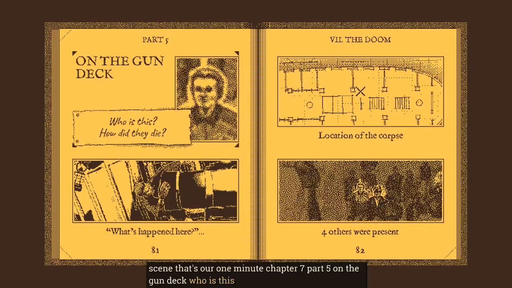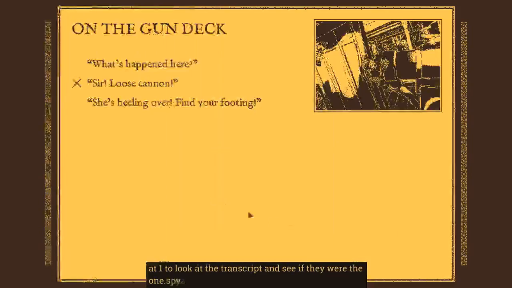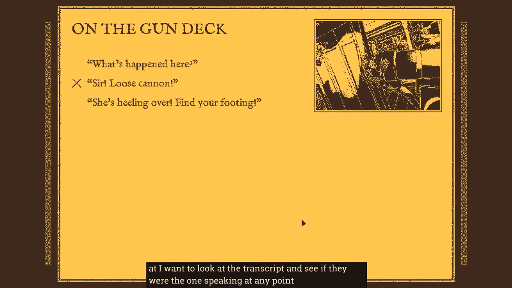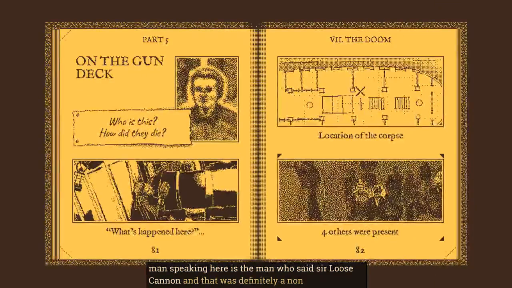Who is this? How did they die? Well, the picture is blurred, so we definitely don't know who this is yet. I'm going to look at the transcript and see if they were the ones speaking at any point. And yes, so the man speaking here is the man who said, "Sir, loose cannon." And that was definitely a non-England accent there. So we'll have to look out for a crew member not from England when we identify them.